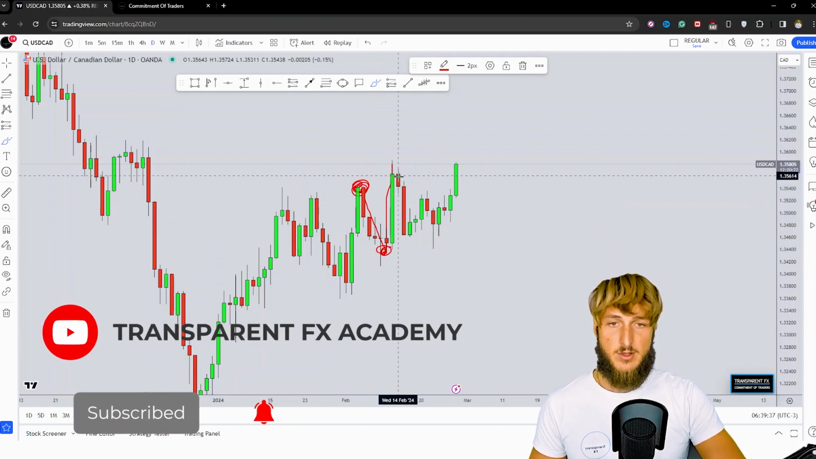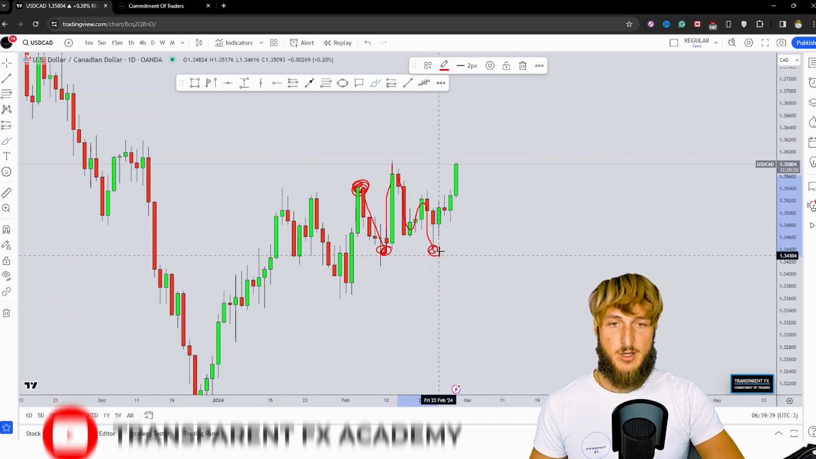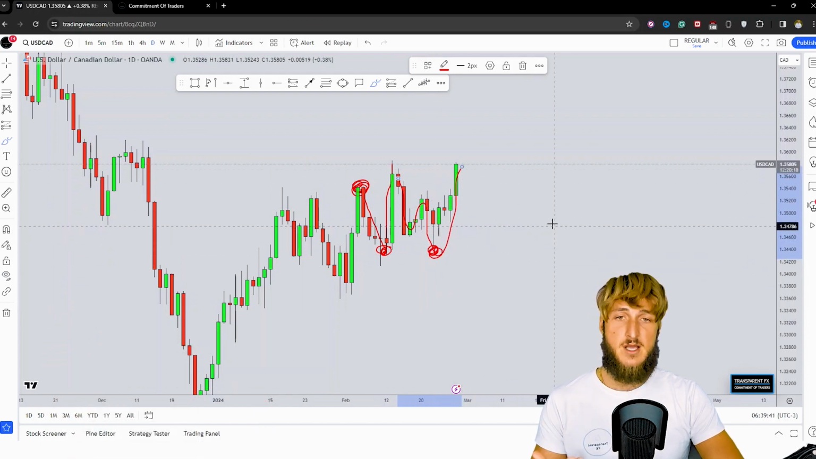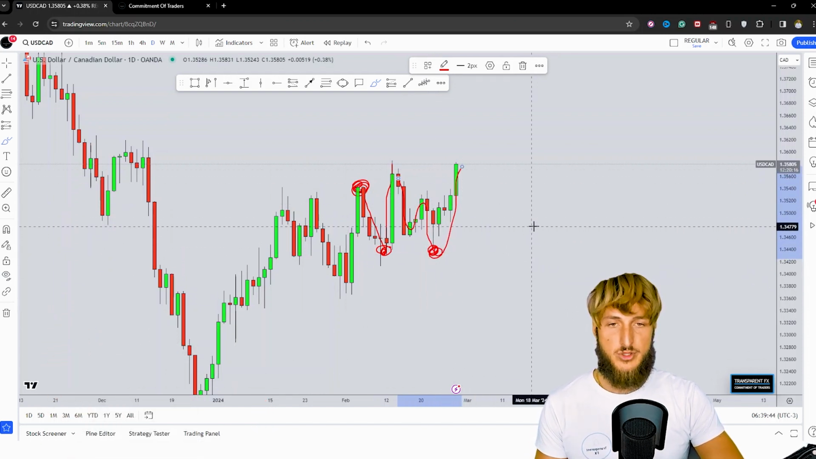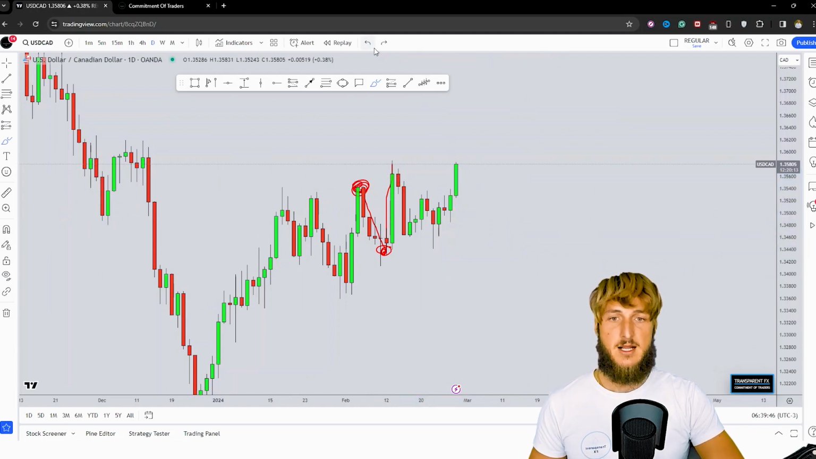And then when the market was creating this pattern here and the market was around this area, I explained all the reasons for which we could expect more bullish price action. And again, that is exactly what the market gave us.